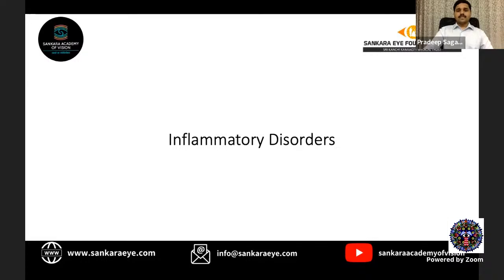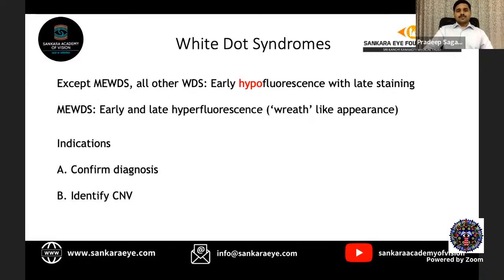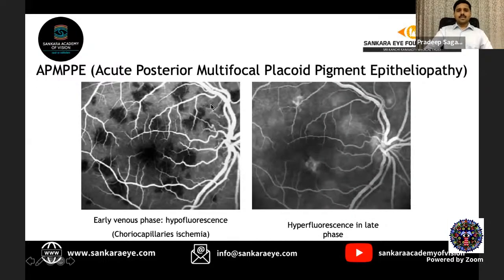Moving on to inflammatory disorders of the retina and choroid. Coming to white dot syndromes. For easy understanding, except multiple evanescent white dot syndrome, all other white dot syndromes exhibit early hyperfluorescence with late staining. Whereas in multiple evanescent white dot syndrome, we see early phase hyperfluorescence and late staining in a wreath-like appearance. The indications are to confirm the diagnosis and to identify choroidal neovascularization, which is a known complication of white dot syndromes.